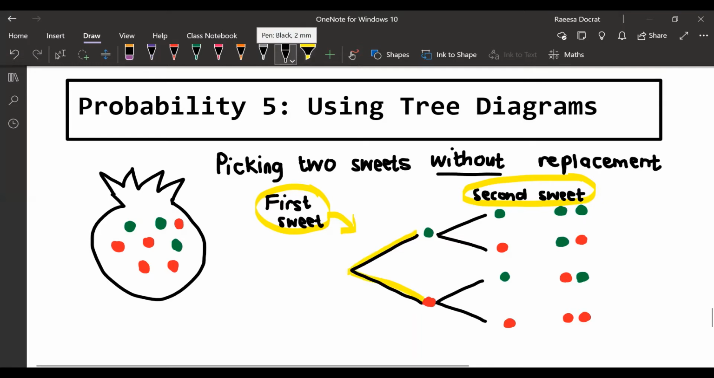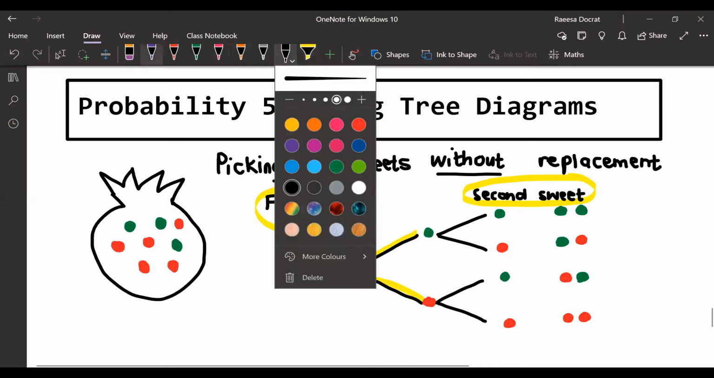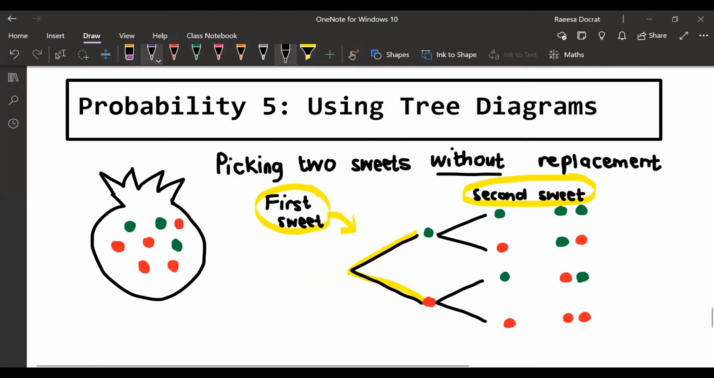On the tree diagram, it's also common to add the probabilities associated with particular events. So what is the probability that in this bag, we pick a green sweet? Well, in total, there are 3 green sweets. So there's 3 ways that we can get a green sweet over the total number of sweets, which is 8. So the probability of us getting a green sweet is 3/8.